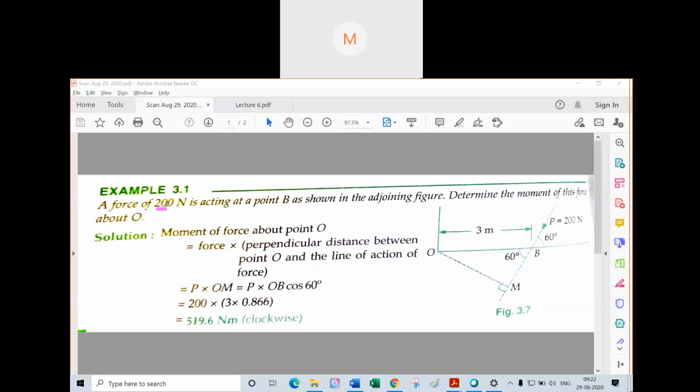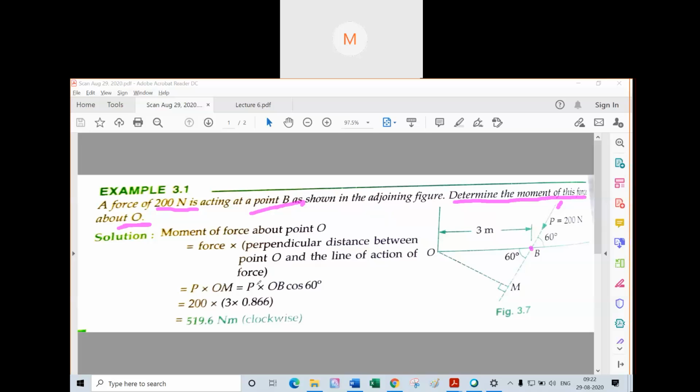So what is given in this question? A force of 200 Newton. So this is the force P, 200 Newton, acting at a point B. This is the point B. So this force is acting at this point. We have to determine the moment of the force about O.